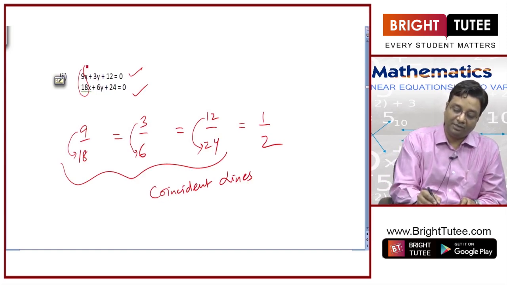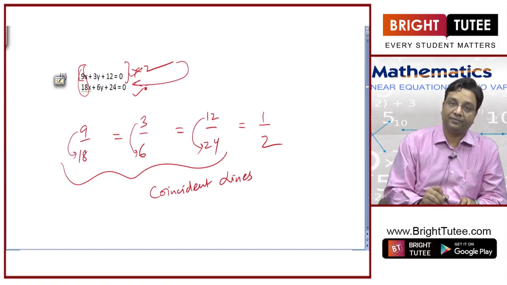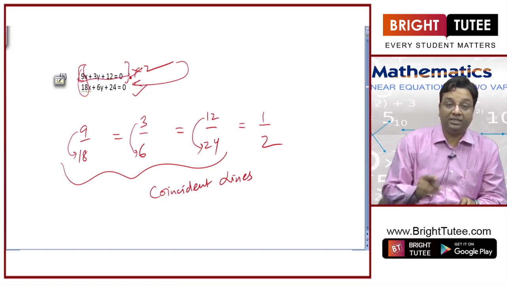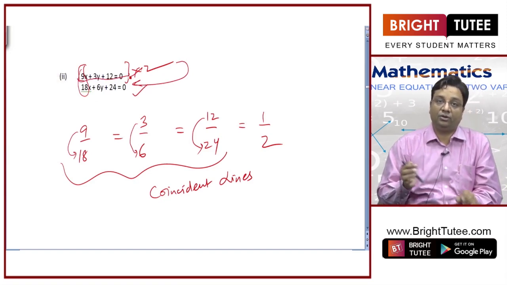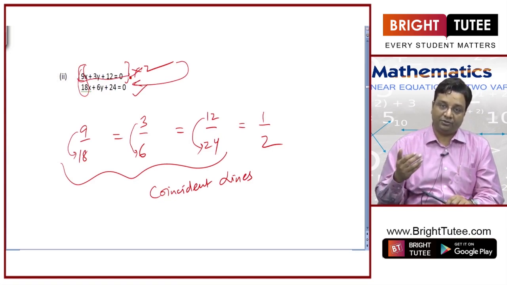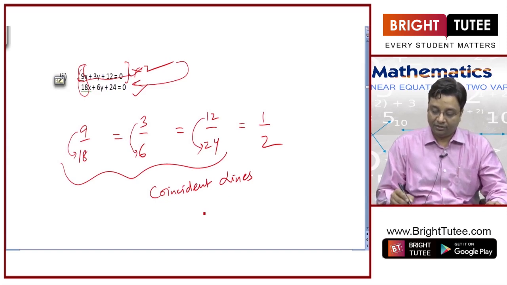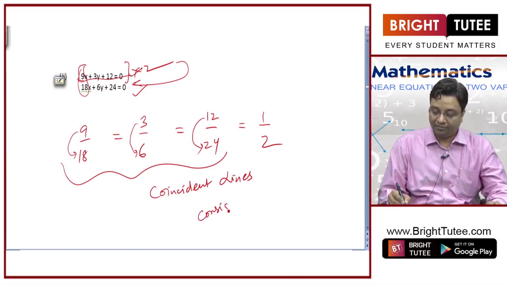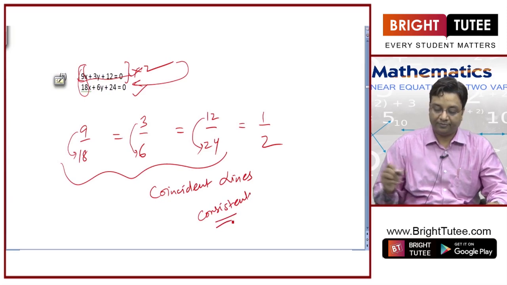Why? Because if you multiply the first equation by 2, you will get the second one. So these two represent the same line. Or in terms of pairs of straight lines, we say these are coincident lines. So this is also a consistent pair of lines, okay?